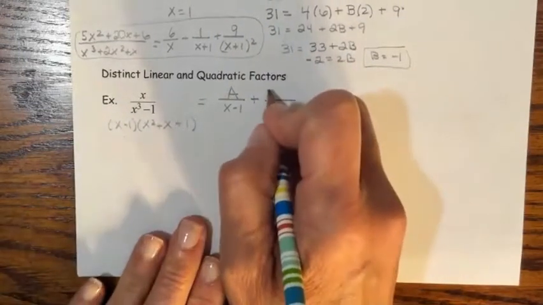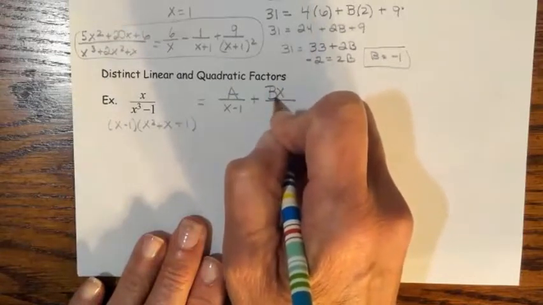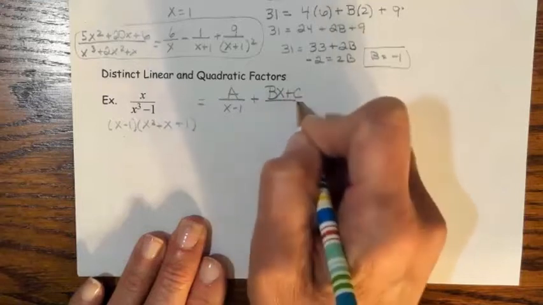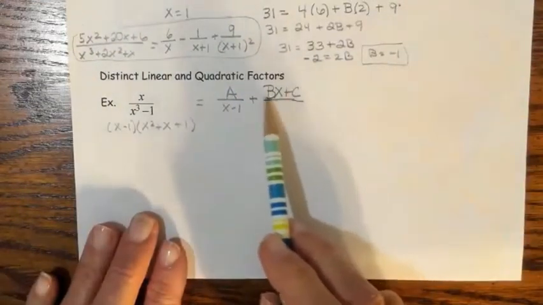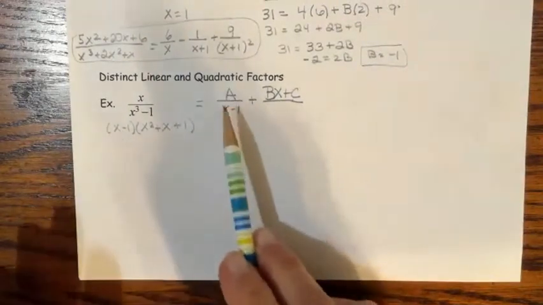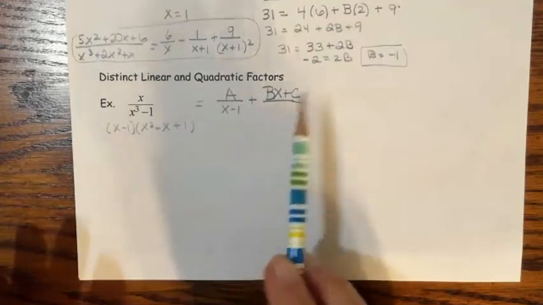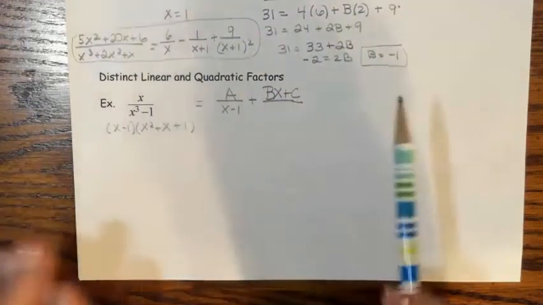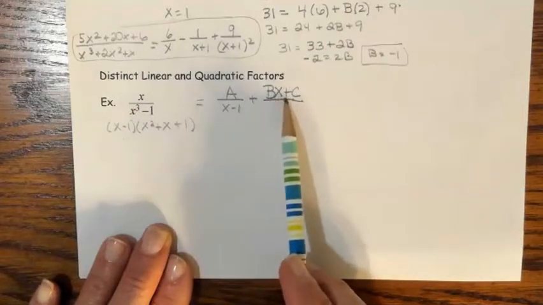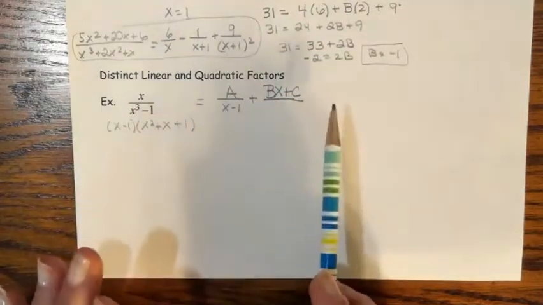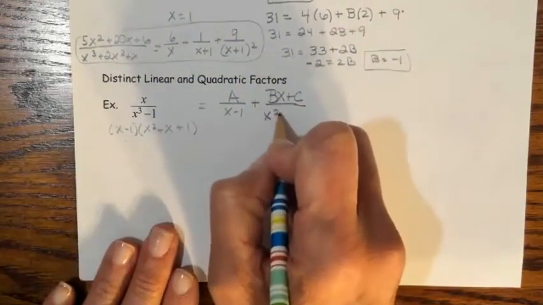So then you have to put a bx plus c. It's just how you have to do it. If you had done an a over x minus 1 and a b over x plus 2, then you would just do cx plus d. So you have to have this kind of a combination: a letter times x plus another letter. That's how you have to get this to work over this factor.